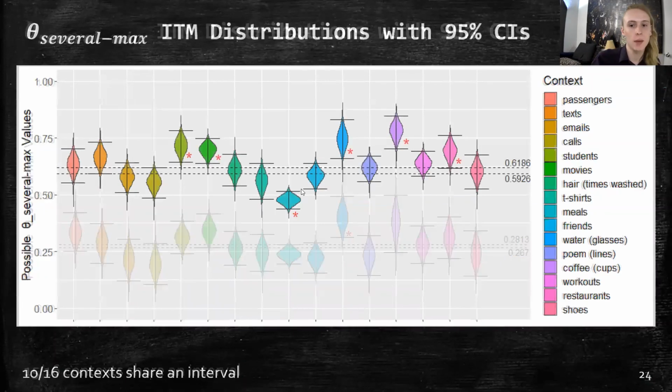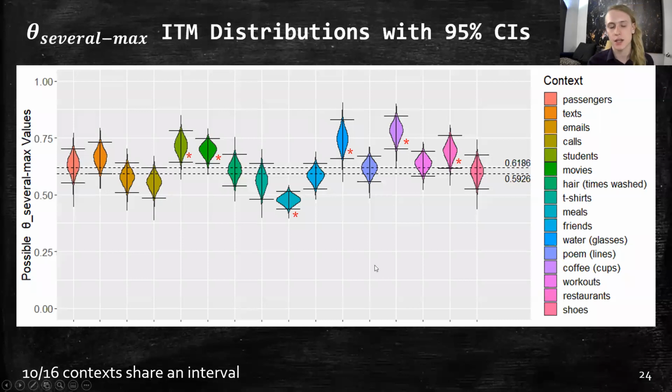Finally, we look at the upper bound of several, which is our least consistent threshold. Only 10 out of 16 contexts share an interval. And again, there's a reason for this. Like we talked about before, there's a reasonable semantic argument to be made that several should only have a lower bound and not an upper bound. We did make the assumption that it had two bounds, but there's an explanation for why this is our least consistent threshold.